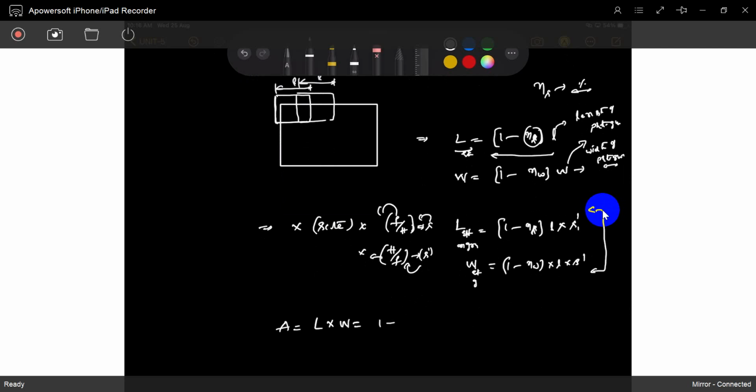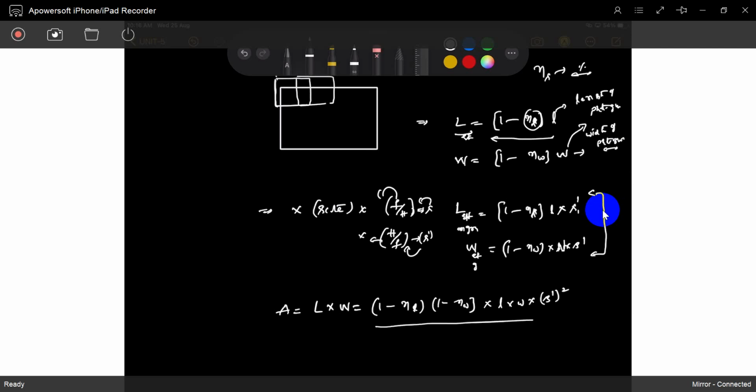So how can you cover? N L, N W. So length into width. Okay, L, width W, so scale squared. That's it. This is the effectively covered area of one photograph, the covered area on the ground.